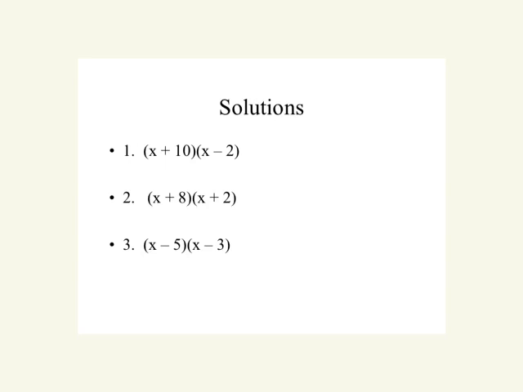Alright, Titans, here are your solutions. x plus 10 times x minus 2 for number 1. Number 2 is x plus 8 times x plus 2. And number 3 is x minus 5 times x minus 3. And remember, order doesn't matter there. You could have it switched around, and it'll still be the same answer.